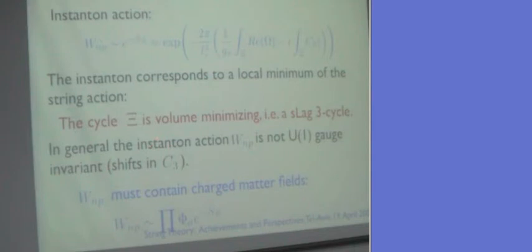In general, this instanton action is not invariant under U(1) gauge shifts, which are shifts in this C3 field, and this is important also to understand why certain U(1) symmetries will be broken by the instanton action, which will, I think, become clearer later on. But, of course, the entire superpotential should be U(1) invariant. So after having seen that this exponent is not U(1) invariant, one has to compensate for it, which means that in general the expression is not as simple, but there will appear a product of matter fields in the non-perturbative superpotential.